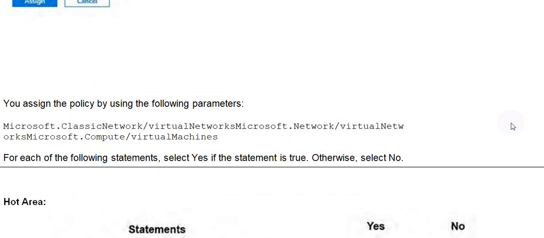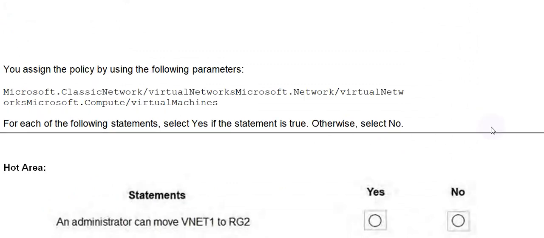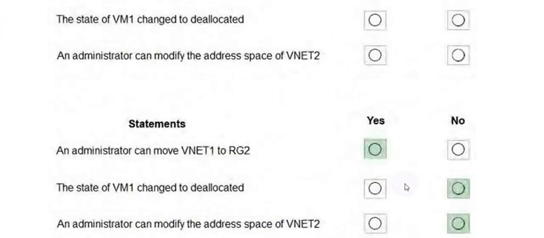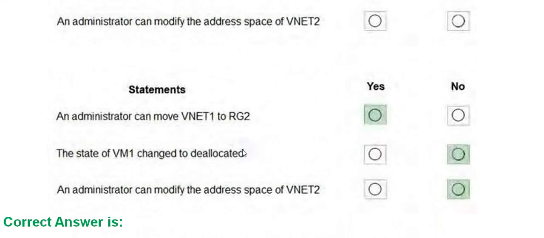For each of the following statements, select yes if the statement is true, otherwise select no. The statements are: an administrator can move VNet1 to RG2. Second statement, the state of VM1 changed to deallocated. And statement third, an administrator can modify the address space of VNet2. Answer part. We find that the first statement is correct and the other two statements are wrong.